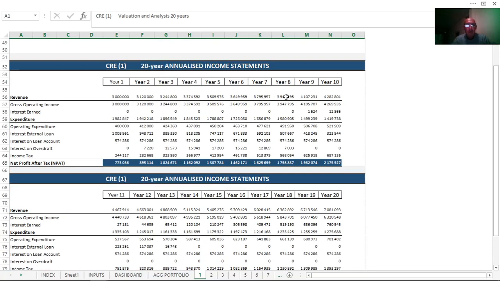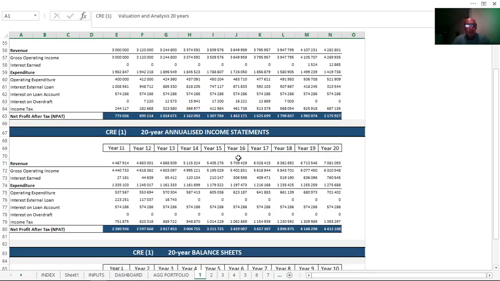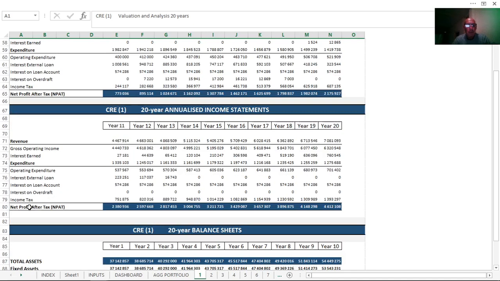You'll see your revenue, your growth in revenue over the years based on your inputs, your expenditures, interest on the external loan as it comes down. Your interest on the loan account stays static because we keep your loan account static. Your income tax has been calculated for you based on the tax rate you've provided in the income statement, and you can clearly see your net profits after tax all the way for 20 years.